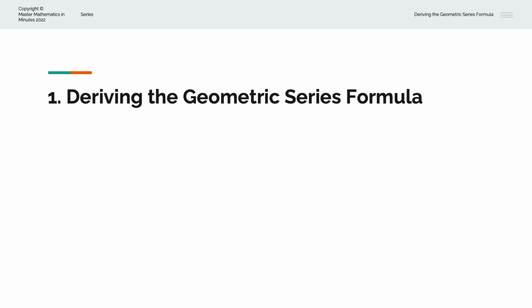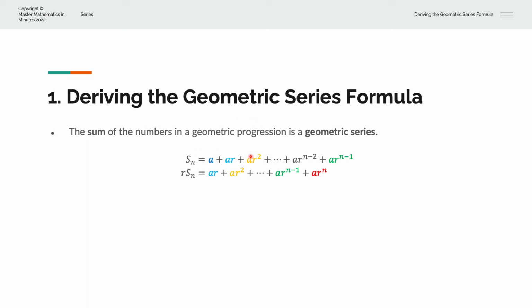So, what is a geometric series? The sum of the numbers in a geometric progression is called a geometric series. We've defined what a geometric progression is in the previous video.